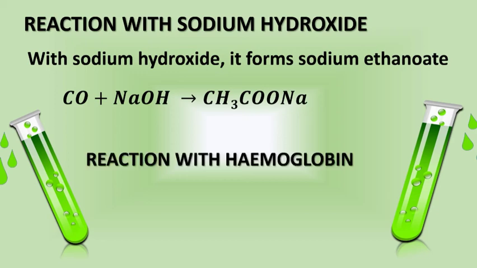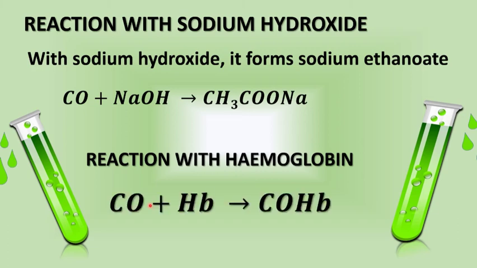Another property of carbon 2 oxide is its reaction with the red blood pigment called hemoglobin. When carbon 2 oxide reacts with hemoglobin in the blood, it binds itself to the red blood pigment to form carboxyhemoglobin. I'm not going to talk much about this because we've watched this in the previous video when we started.